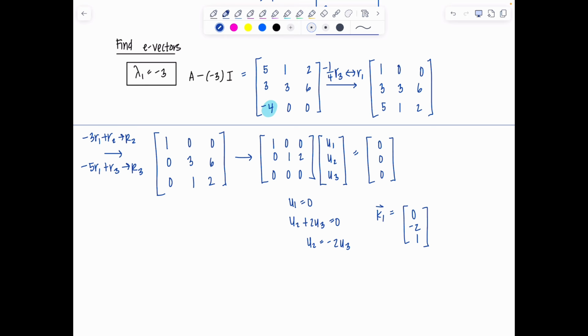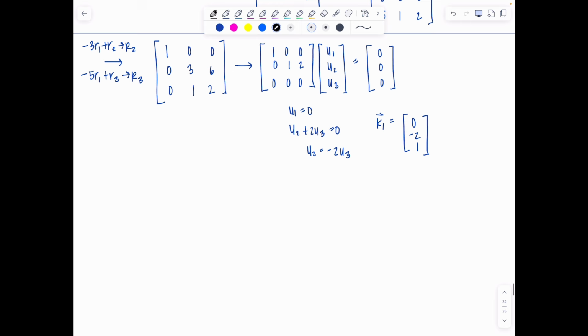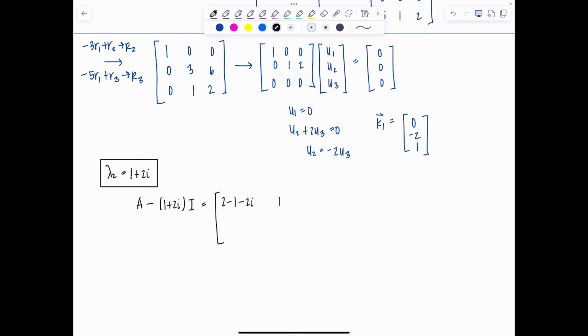All right, now let's do one of the complex ones. Just focus. Here we go. Lambda 2 is 1 plus 2i. So we've got A minus (1 plus 2i) times I, which would be 2 minus 1 minus 2i, 1, 2; 3, minus 1 minus 2i, 6; negative 4, 0, negative 3 minus 1 minus 2i.